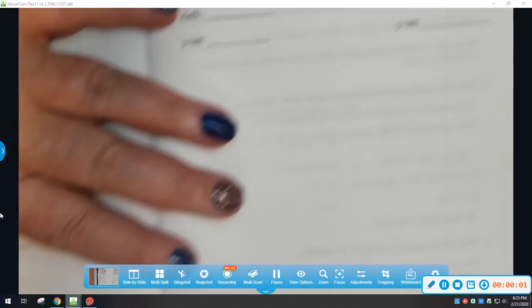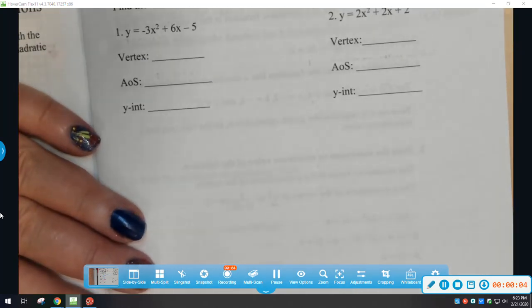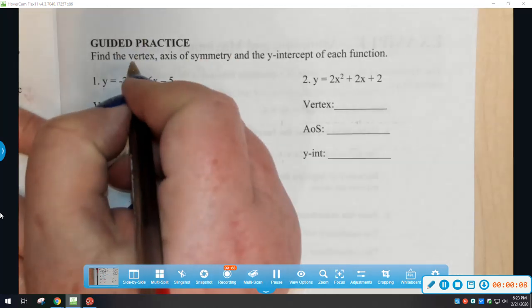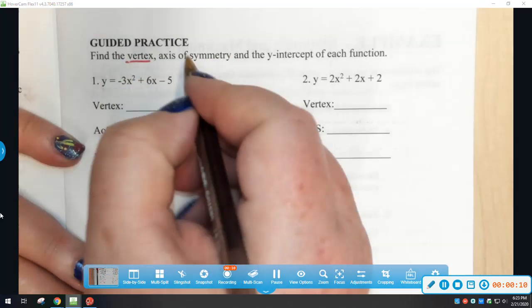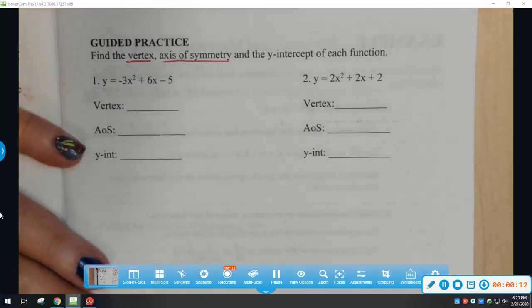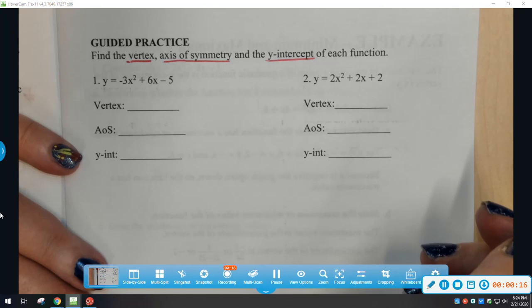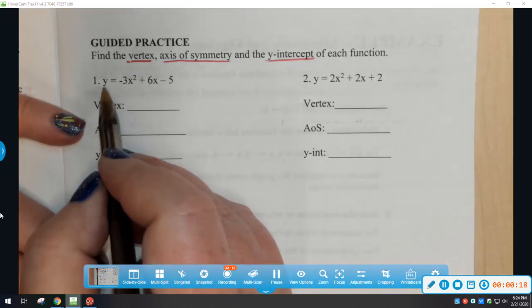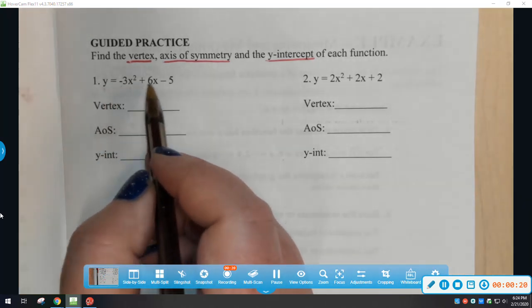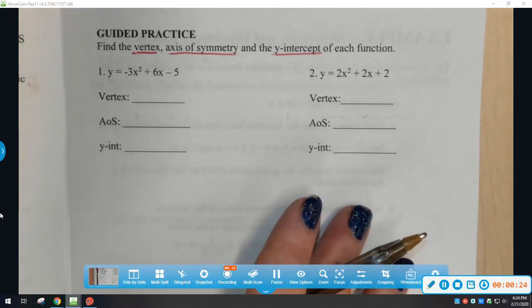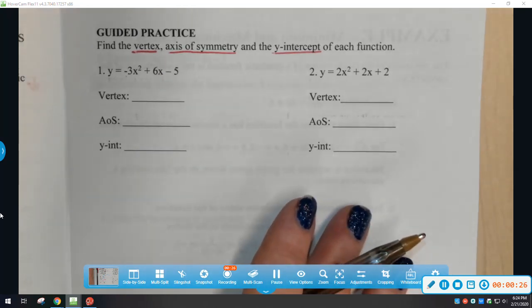All right, guided practice numbers 1 and 2 on page 9. Find the vertex, axis of symmetry, and the y-intercept of each function. So function 1 is y equals negative 3x squared plus 6x minus 5. I'm going to do it algebraically first, and then I'll just show you in the calculator.